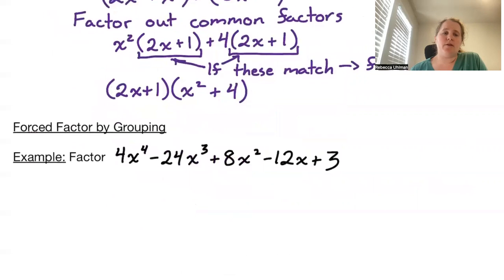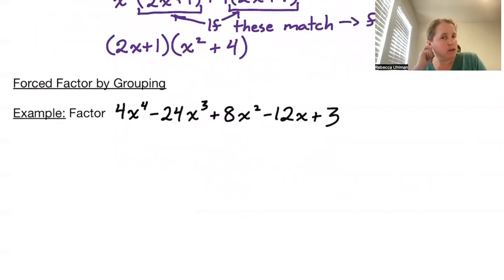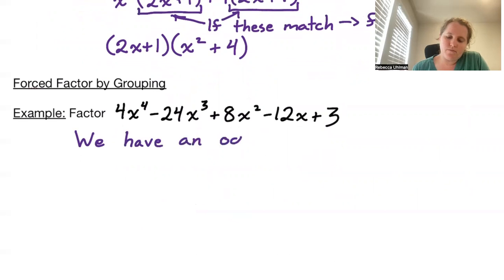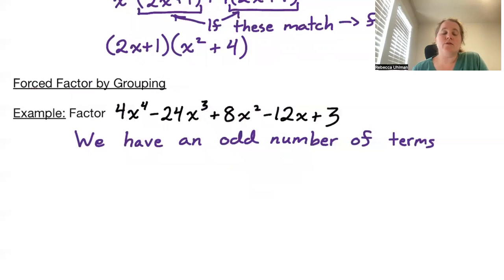Next up, I'm going to go ahead and do forced factor by grouping. So here we have an odd number of terms. So what we're going to do is split the middle term between the two groups.